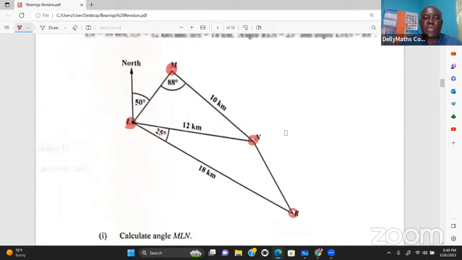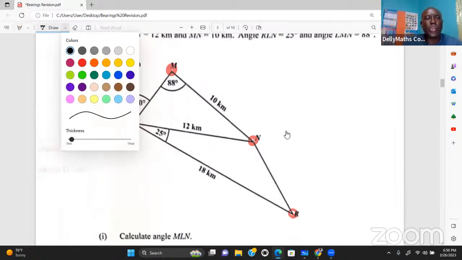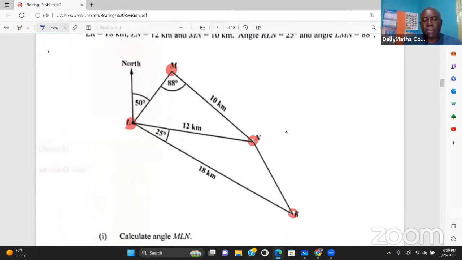What I would normally tell people to do is, if you're given the angle, please remember that whenever angles are given, they normally use 3 letters, right? If they use 3 letters, the angle is the elbow of the angle. You know, the angle is where the elbow is. It's in the middle. So ML, so this is where M is, and then L, and then N.